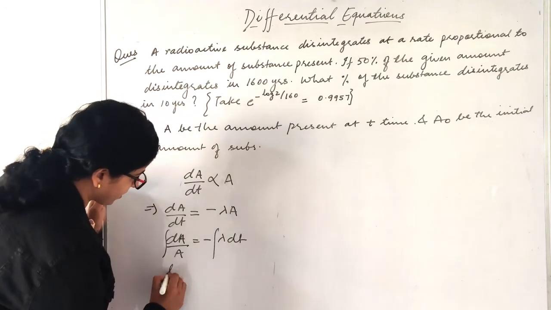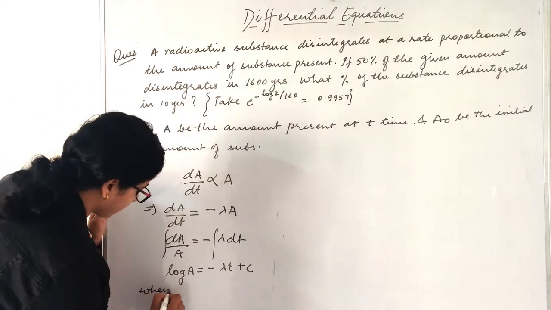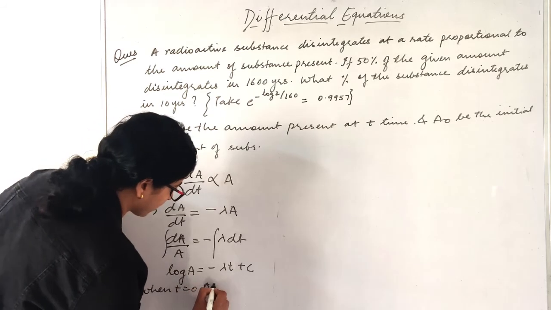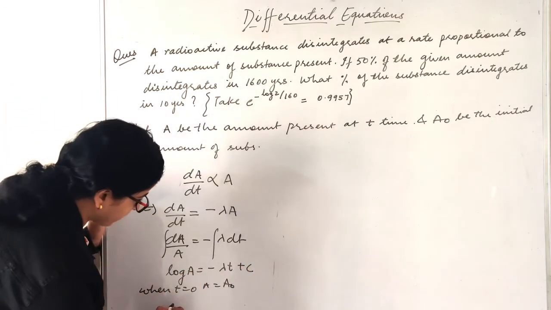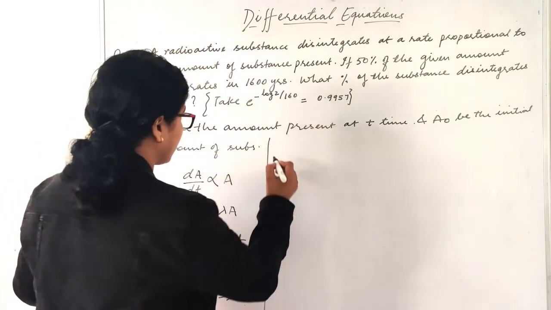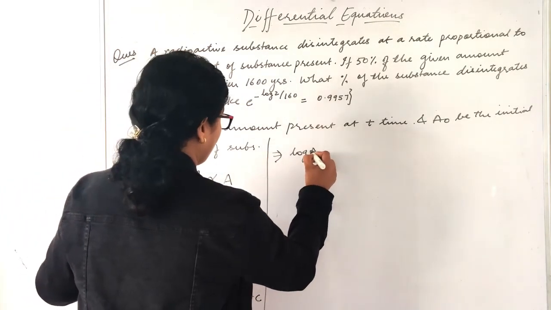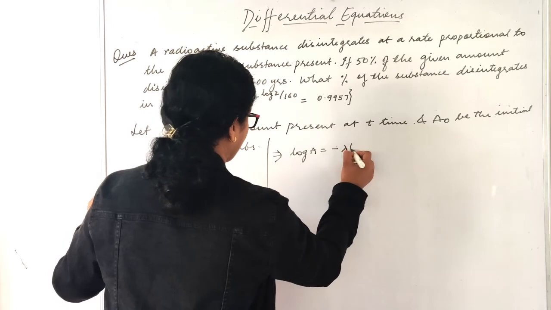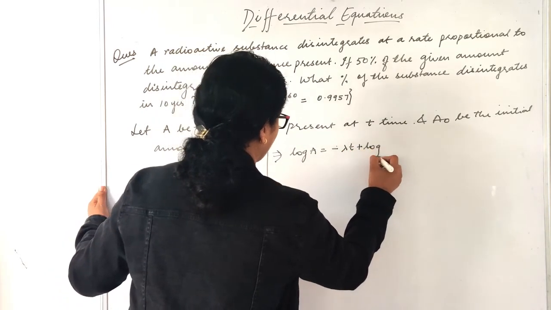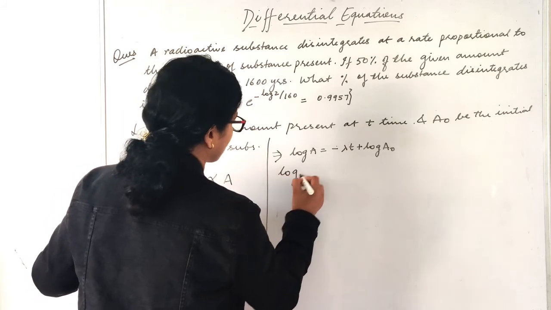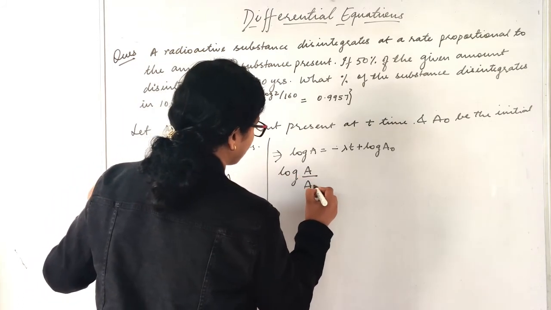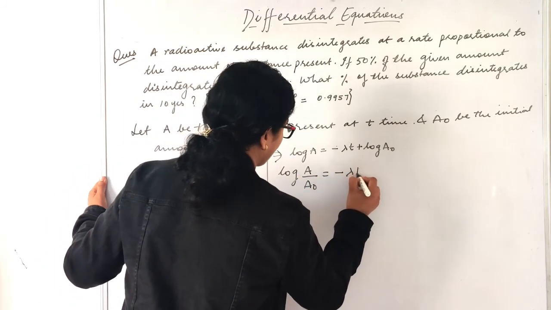Integrate both the sides. Initially when t is equal to 0, A is equal to A0, right? So with this I can find out the value of C. So now this implies log A equals minus lambda t plus log A0. Using the property of log, I can write this as log A upon A0 equals minus lambda t.